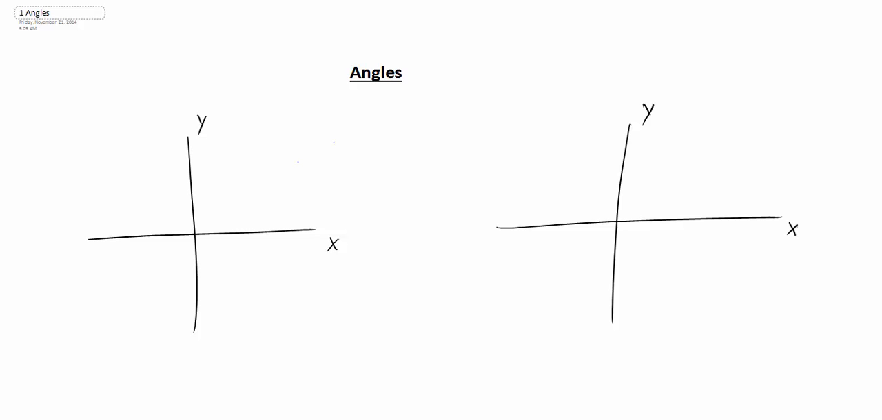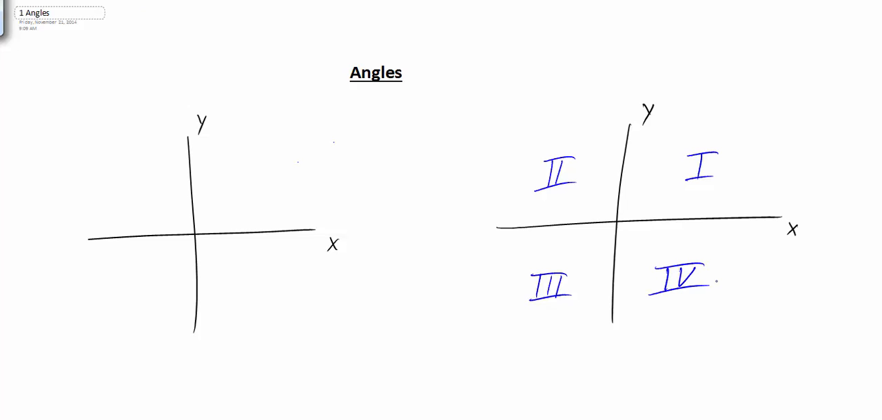This first video is going to look at angles, and we have our X and Y axis, and I want to review quickly. Remember, up in the right hand corner is our first quadrant, and as we go counterclockwise, we would have our second quadrant, our third quadrant, and our fourth quadrant.